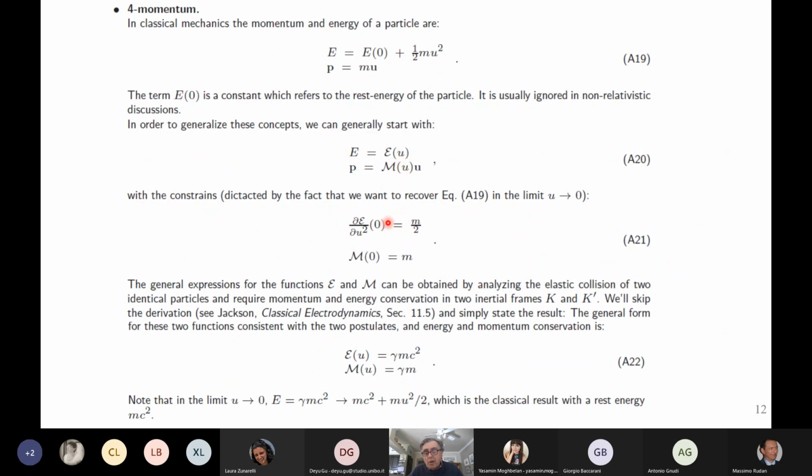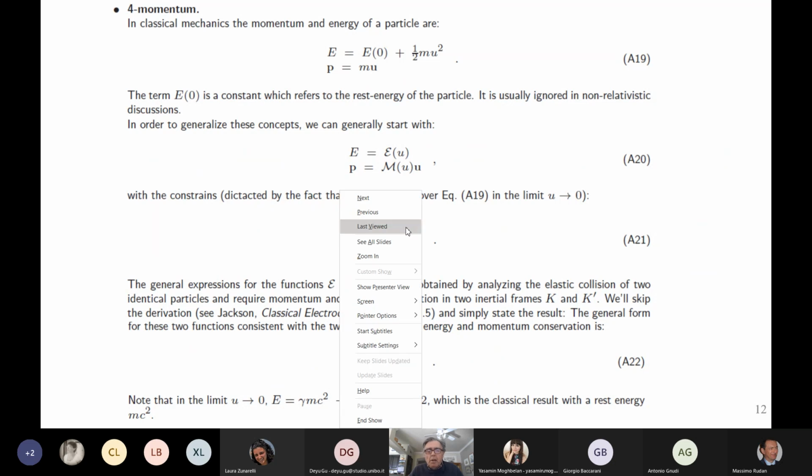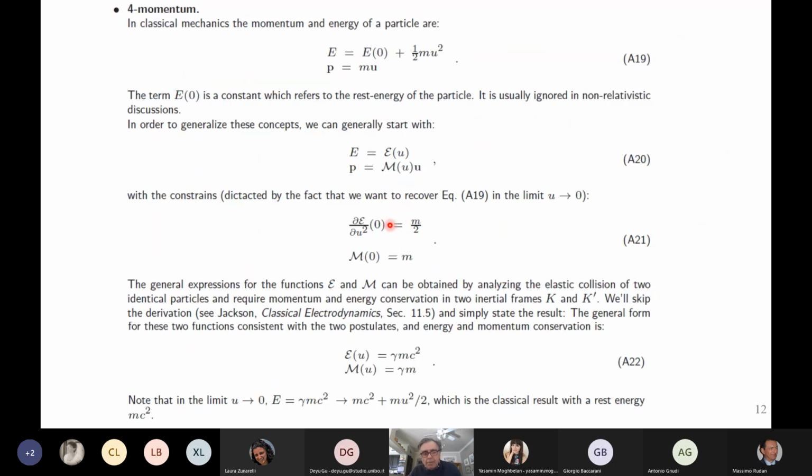And you can actually impose the limit. You know that the second derivative of the energy with respect to the velocity in classical mechanics has to be 1/2 m. Oops, I'm sorry. So this is something that we need in order to recover Newton's laws when the speed of the particle is very small. We know also that the mass of the particle with its velocity 0 has to be what we shall call the rest mass of the particle.